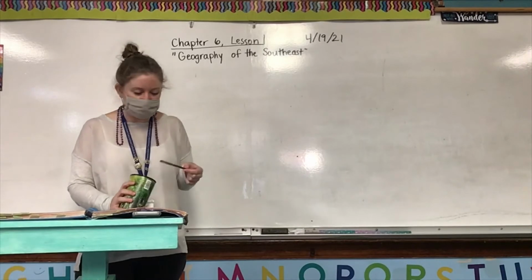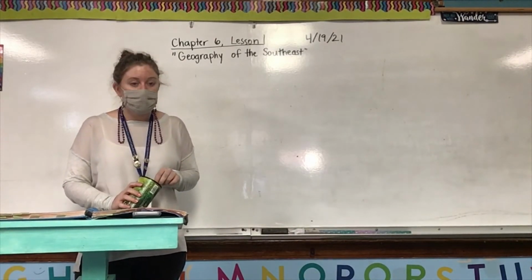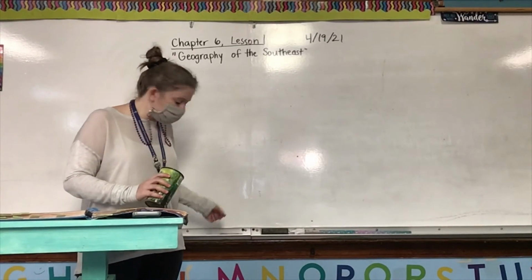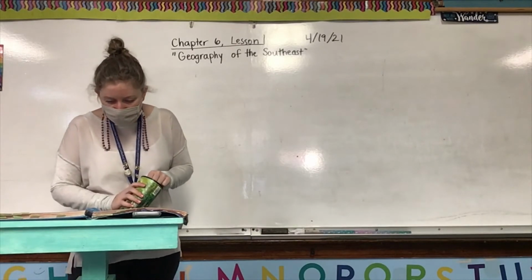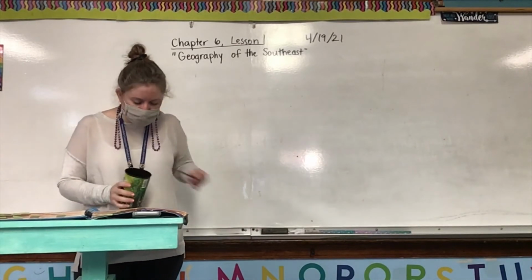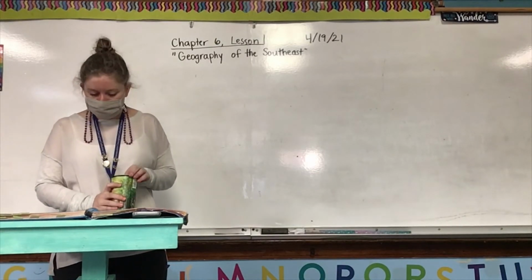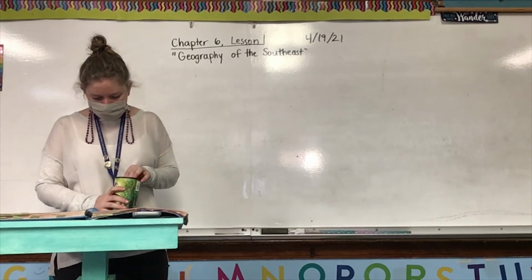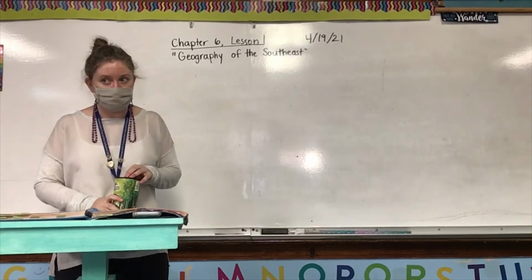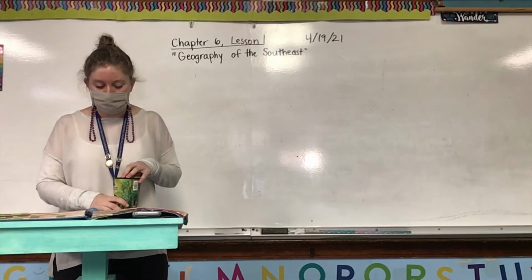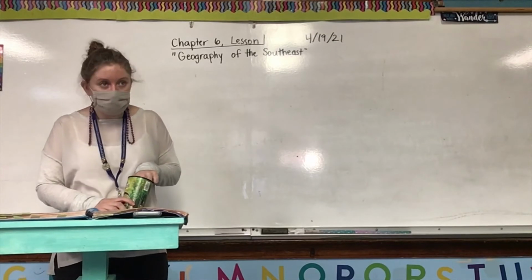Michaela, what's the capital of Mississippi? Jackson. Carla, what's the capital of Tennessee? Nashville. Smith, what's the capital of Kentucky? Frankfort. Cullen, what's the capital of Alabama? Montgomery. You're adding a lot of syllables and letters where there are none. Montgomery. Aaron, what's the capital of Florida?